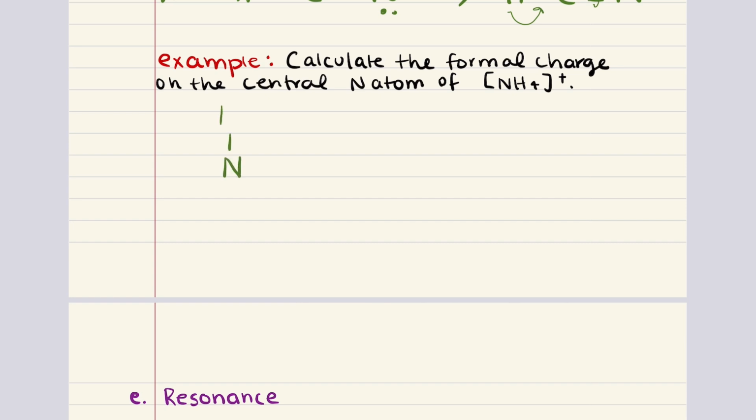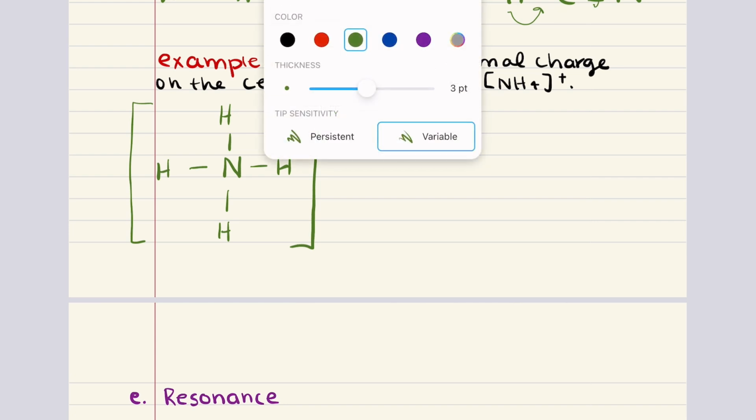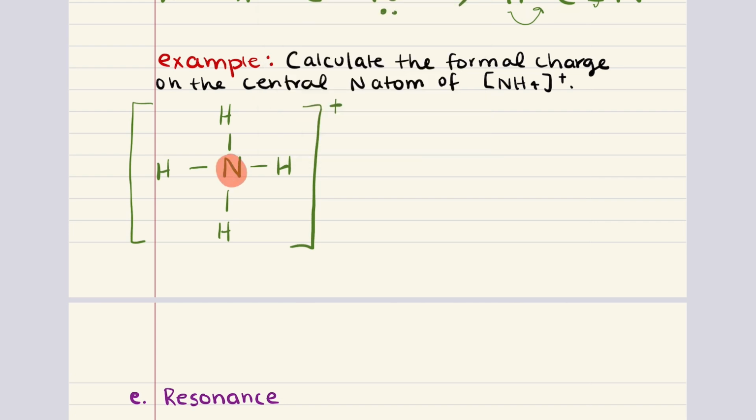So ammonium, nitrogen is going to be that central atom. It's going to be connected to the 4 hydrogens, and this will account for all of the valence electrons that we have to play with. And this molecule has a positive charge. We're trying to calculate specifically the formal charge on the central nitrogen atom. So what we're going to focus on is the nitrogen. How many valence electrons does nitrogen have? Nitrogen is in group 5 when we do the numbering where we omit the transition metals. Nitrogen is in group 5. It will have 5 valence electrons.